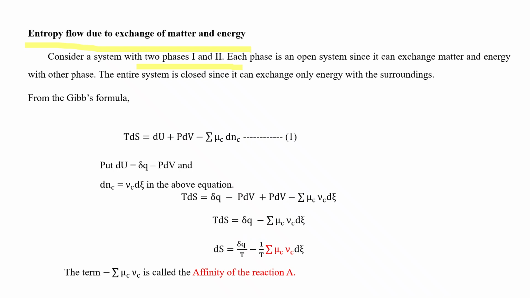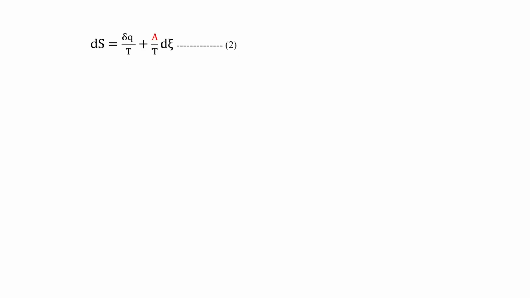So now here you can see we have a new term, the summation of nu c d epsilon, which I have highlighted in red color. Instead of minus summation of nu c, we can change it into the affinity of reaction A. So now you have changed that summation of nu c mu c into A. So it resulted in equation 2, in which the affinity of reaction A has been substituted here.